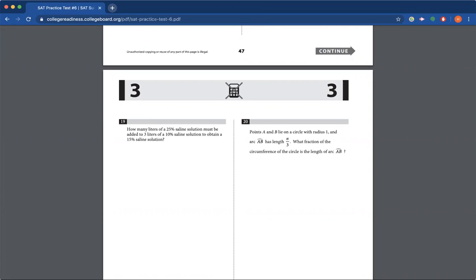How do you divide decimals? I'd say multiply them. Okay.